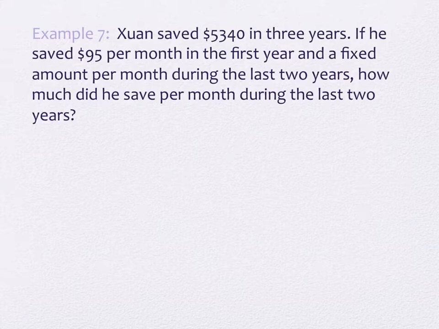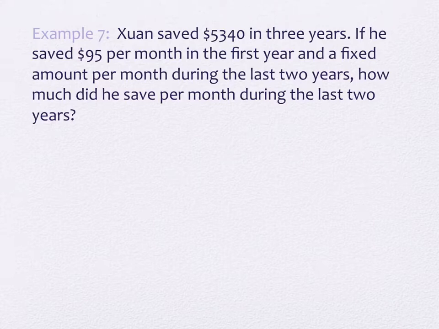All right, so Juan saved $5,340 in 3 years. If he saved $95 per month in the first year and a fixed amount per month during the last 2 years, how much money did he save per month during the last 2 years? Tell me what kinds of things you see as needing to be done to solve this problem. We've done problem solving stuff in this class, right? What would you need to do in order to solve this problem? Maybe not in a specific order, but just some things.